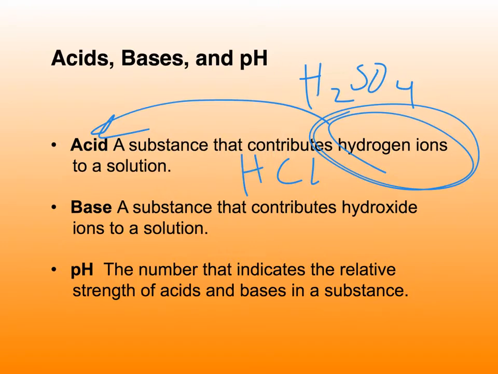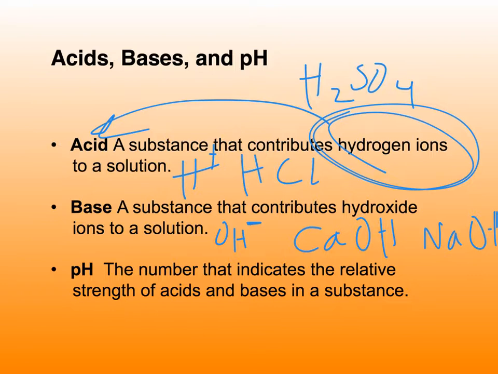Okay? A base is a substance that contributes hydroxide ions to a solution. So hydroxide is OH negative, by the way; the hydrogen is going to be positive. Okay? If you see things like calcium hydroxide or sodium hydroxide, this is a base. So if you see things like this, this is an example of what a base would look like. Okay? So you need to be able to recognize that. You need to know this in the context of acid rain later on.